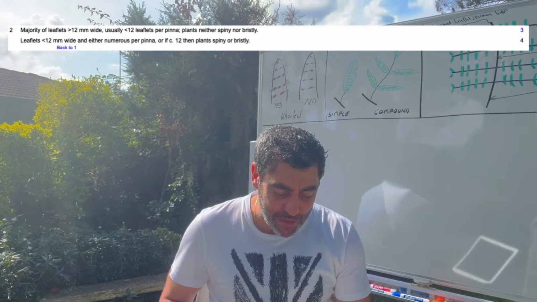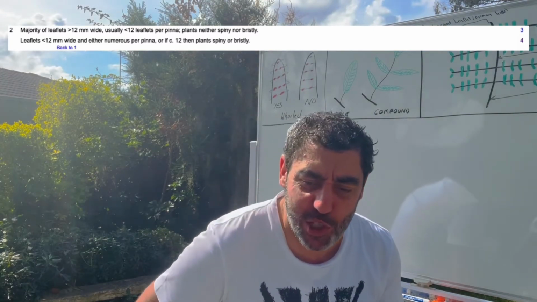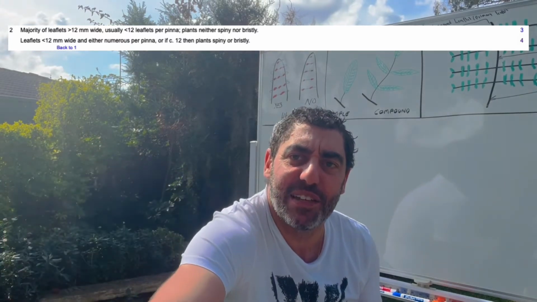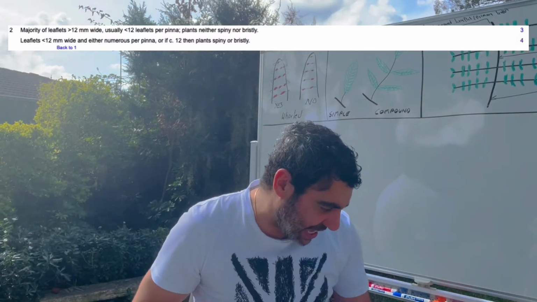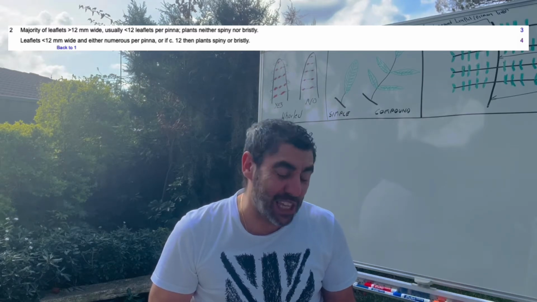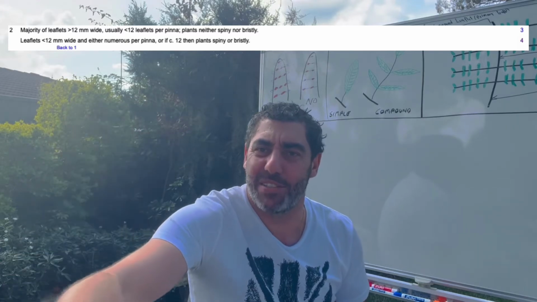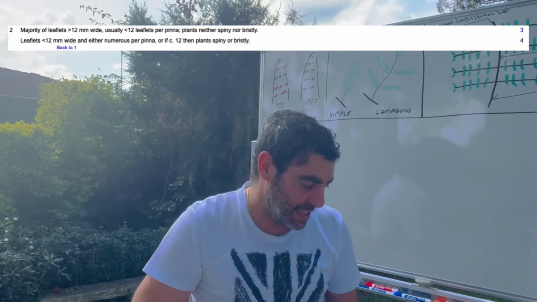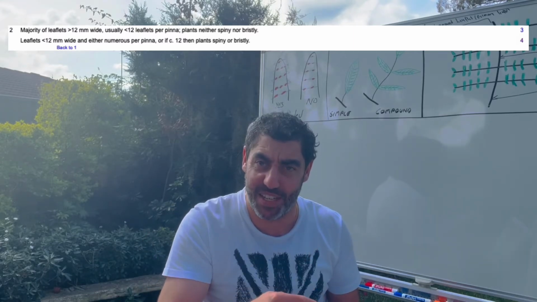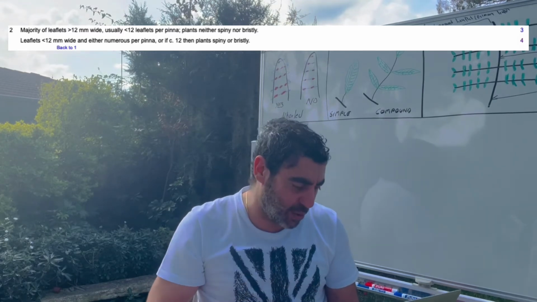2, majority of leaflets are greater than 12 millimeters wide. Okay, so when we talk about leaflets, we're talking about the size of the larger whole. That's the leaflet. So here it's saying the majority of leaflets are greater than 12 millimeters wide. Usually 12 leaflets per pinnae. You can count them as you want. You'll get some with 15. They vary, so there's no consistent amount. This one actually said less than 12. I've got 15, 16. This is what you need to do the tests, and you'll see that there are more than that. So we're disproving this one very quickly.